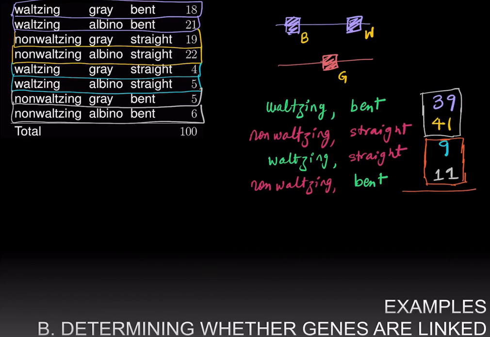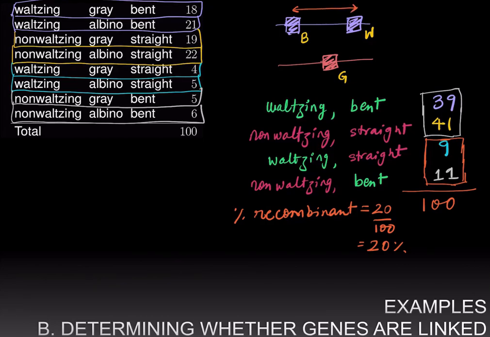The total number of individuals here is 100, and our percent recombinant is 20 over 100 or 20%. And therefore we can say that B and W are linked on the same chromosome and they are 20 map units apart, whereas G is on a separate chromosome and is unlinked from B and W.